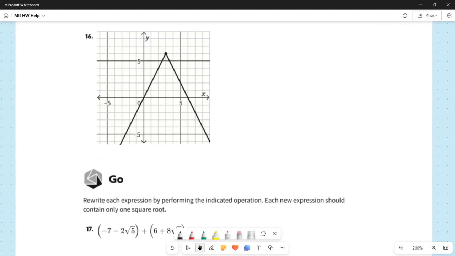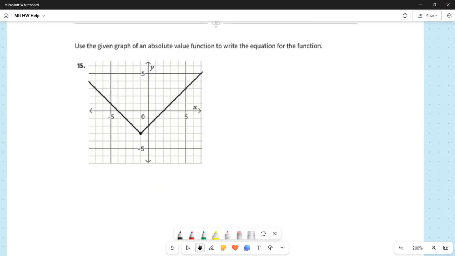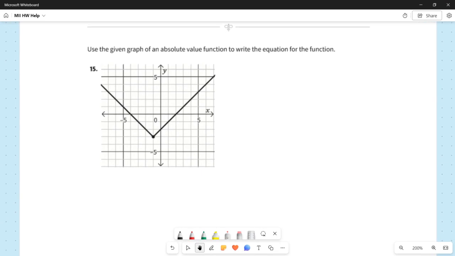No, hold on. I skipped one. I went too far. Okay, 15. Yeah, we need the directions anyway, and we have to do 15. All right, so next assigned problem is 15.